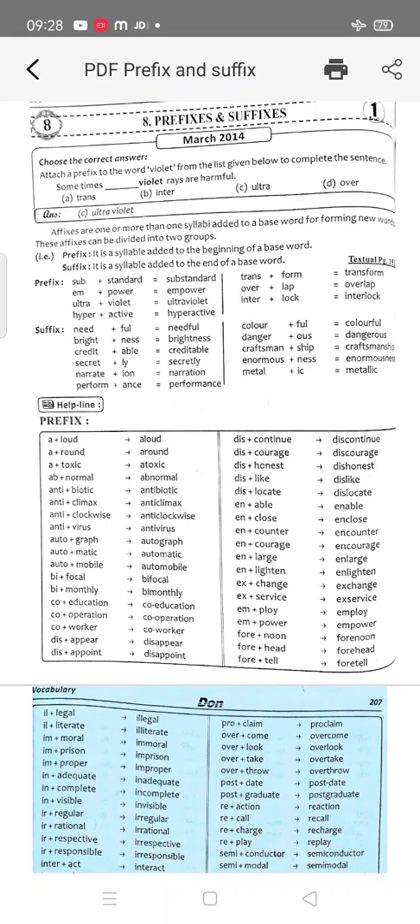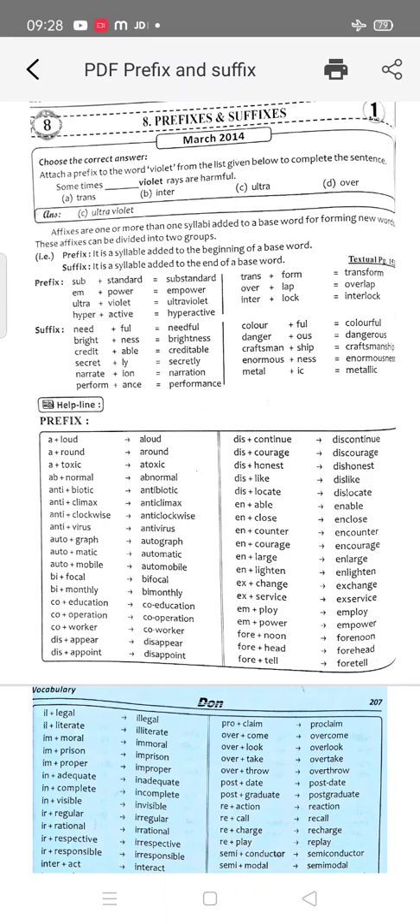For example, when you take the word happy, before the word happy, if you put un, it will become unhappy. It gives the opposite meaning. Now take happy, and when you add ness to the end of the word, it becomes happiness. That is called a suffix. Prefix and suffix give different meanings.